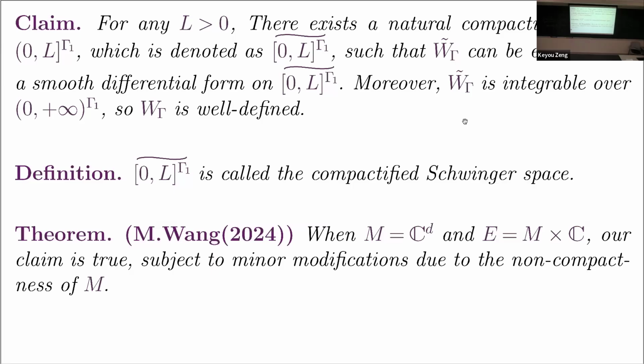So we just let L equal infinity, so this is well defined. And this natural compactification is called the compactified Schwinger space. Actually, we have already constructed this space, and we proved the following theorem. When M is just given by a flat space, although this space is not compact, somehow we can still define Feynman graph integrals and prove similar theorems. So the consequence of this theorem is that when M is just given by an affine space, then this claim is true.